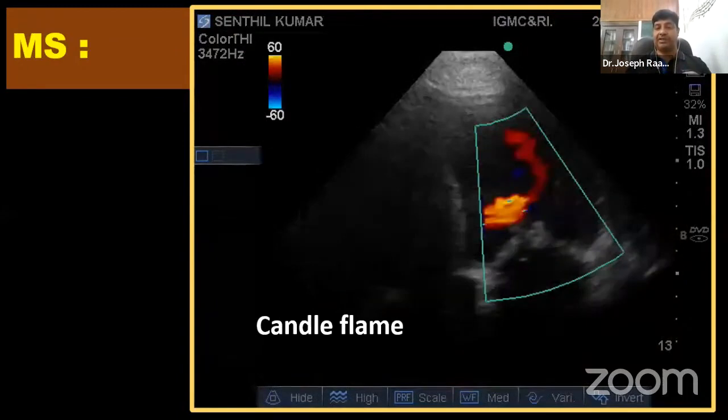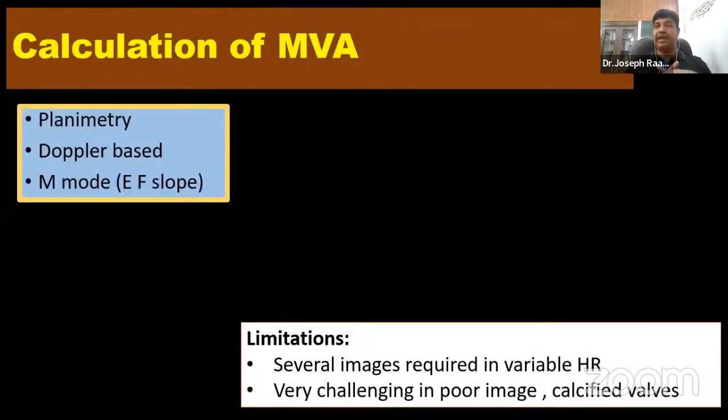What will you do next is assessment of the severity, and to assess the severity, we need to know what is the area, because our classification is based on the area. Number one, then of course your pressure gradient. How can you assess the severity of the mitral valve area? There are two methods which we use.